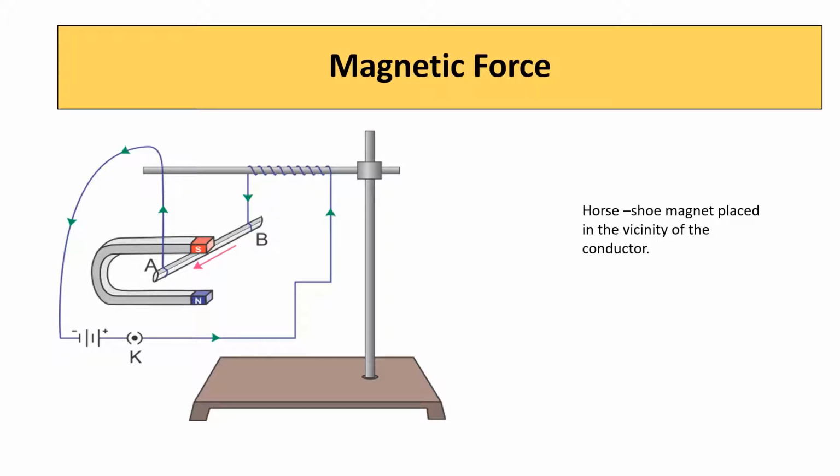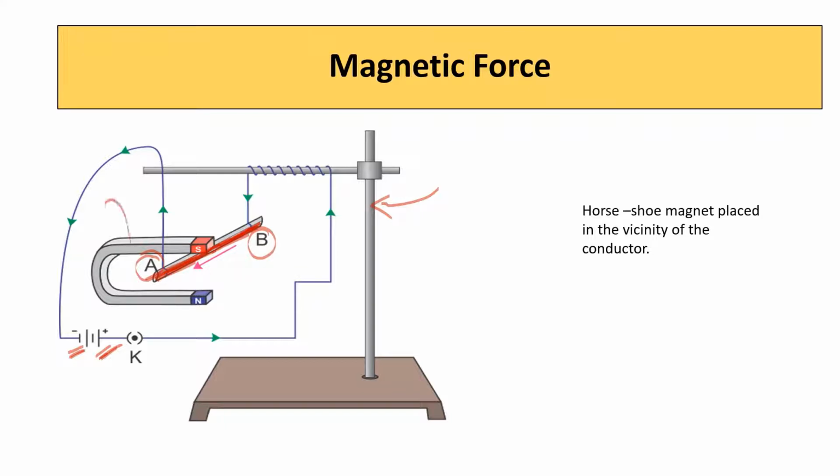To understand magnetic force, look at this diagram. You can see an aluminum rod. This is the current carrying conductor, say an aluminum rod, suspended horizontally from this stand. The end A of this conductor is connected to the negative terminal of the battery and end B of this conductor is connected to the positive terminal of the battery.